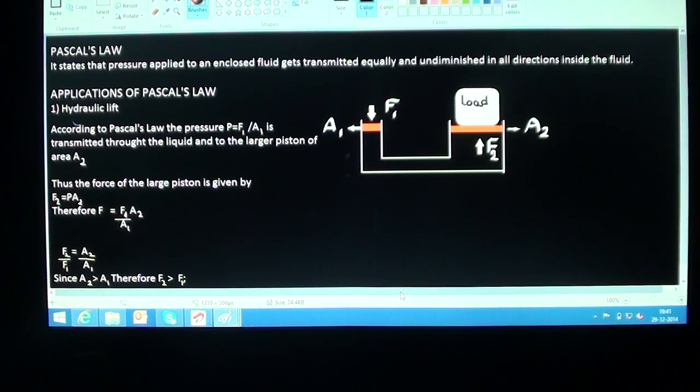Hello again, I'm Samved Purohit and today we'll be dealing with Pascal's law, equation of continuity and Bernoulli's principle. So let's get on with Pascal's law quickly.